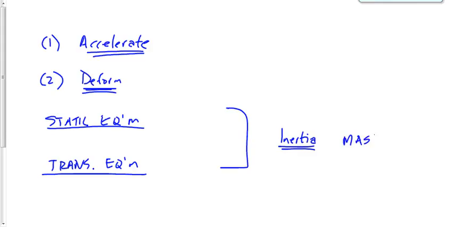So, if an object's in static equilibrium, it's going to stay there. An object with more mass has a higher tendency to stay at rest, or an object with higher mass has a higher tendency to stay in motion, whatever it's doing now, right? Has a higher tendency to keep doing whatever it's doing, all right?